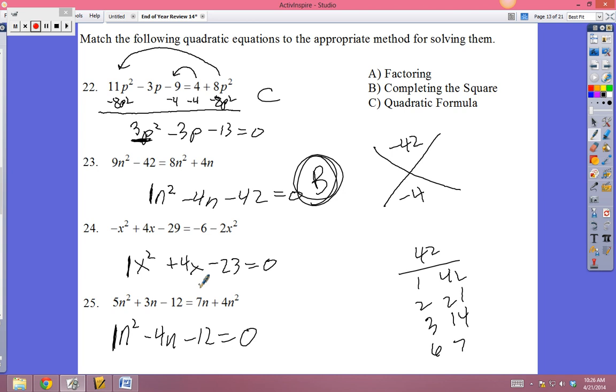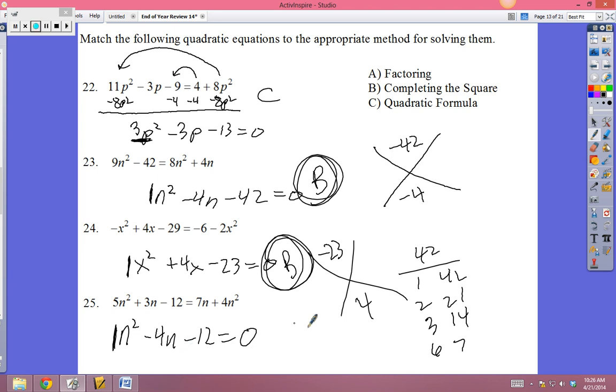Okay, the next one. How about a -23 and 4? Can you multiply and get a -23, but add and get 4? And that answer is, I think it's the same as one we just did. Nothing's going to times give you 23 except for 1 and 23. So this one cannot be factored. So let's use complete the square again.